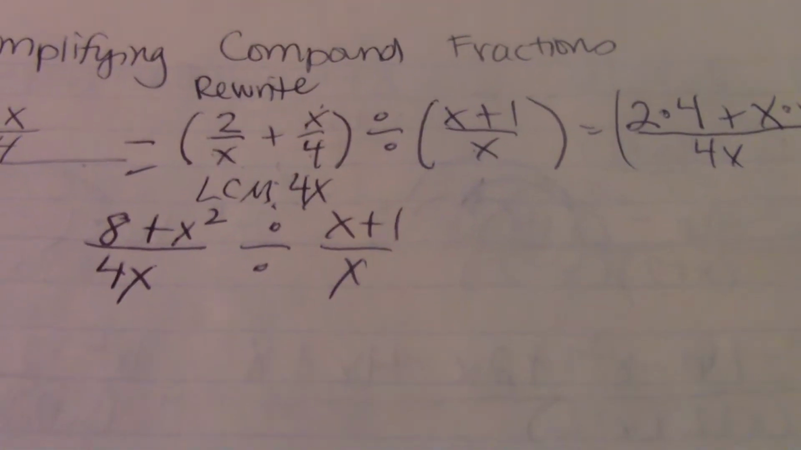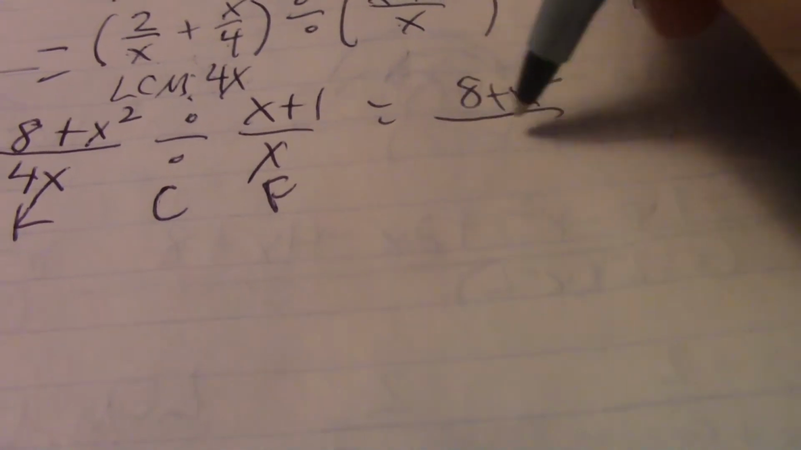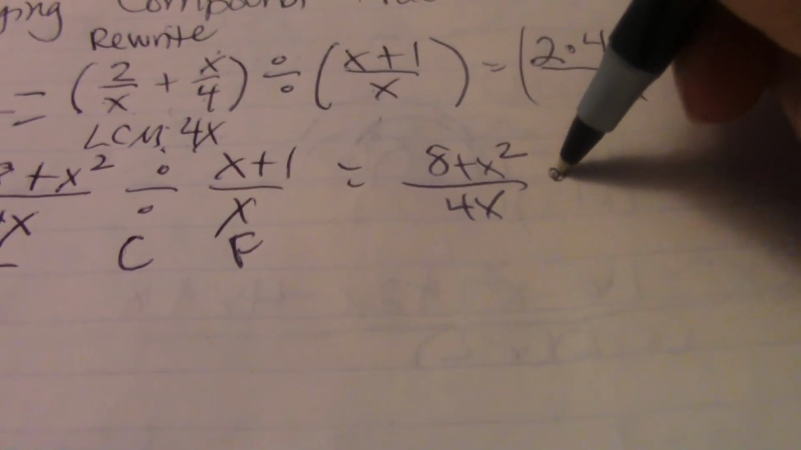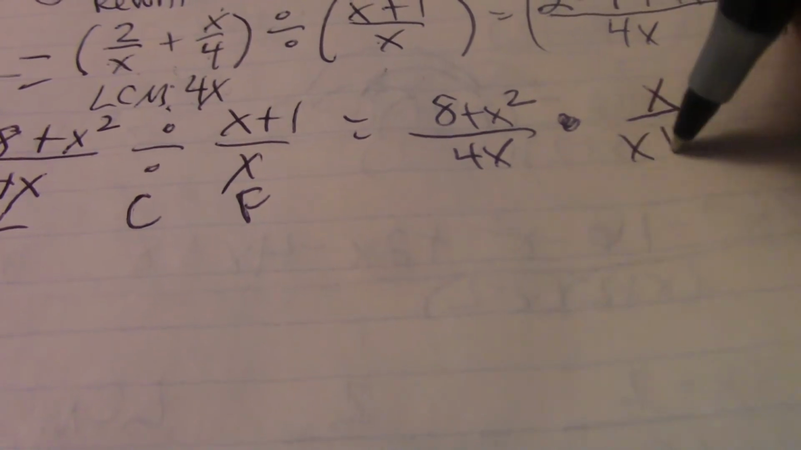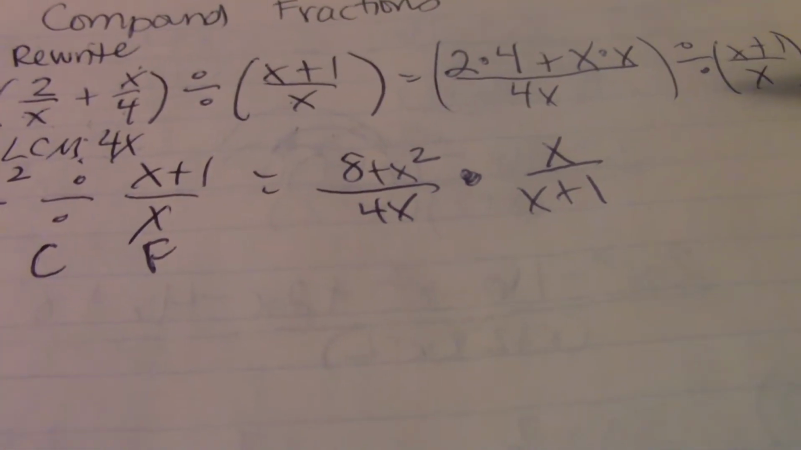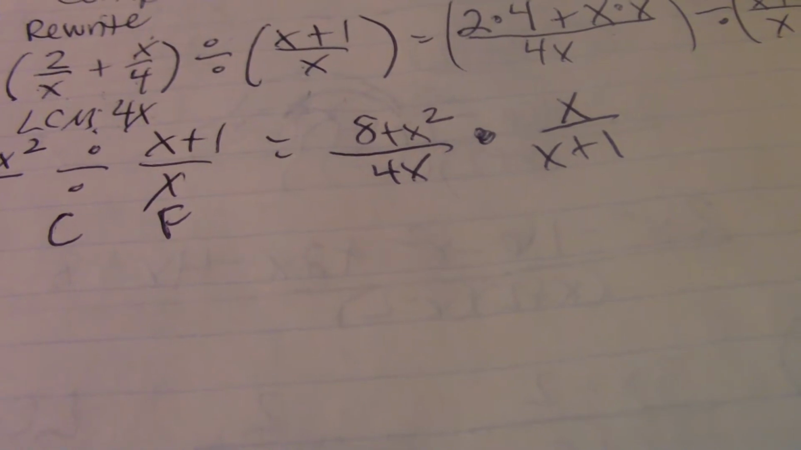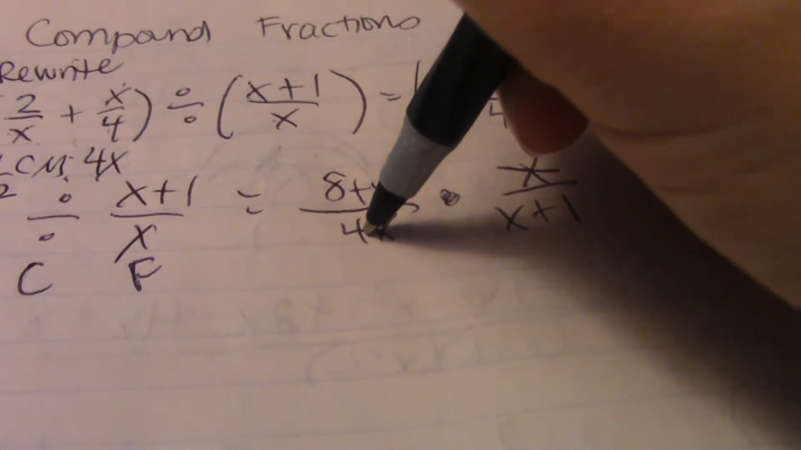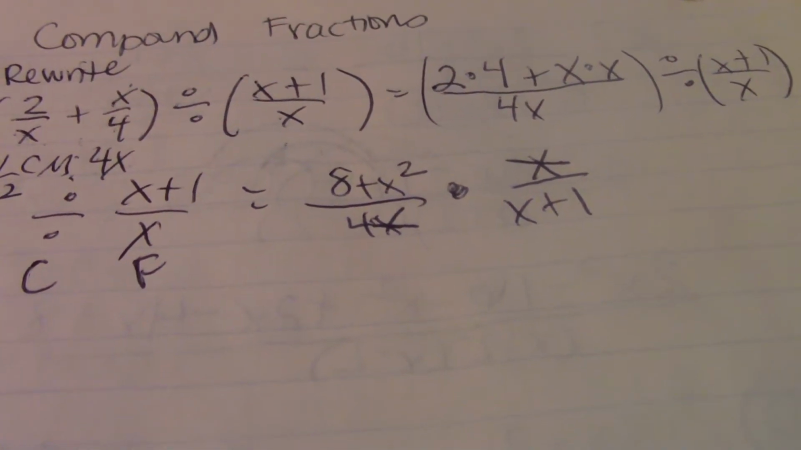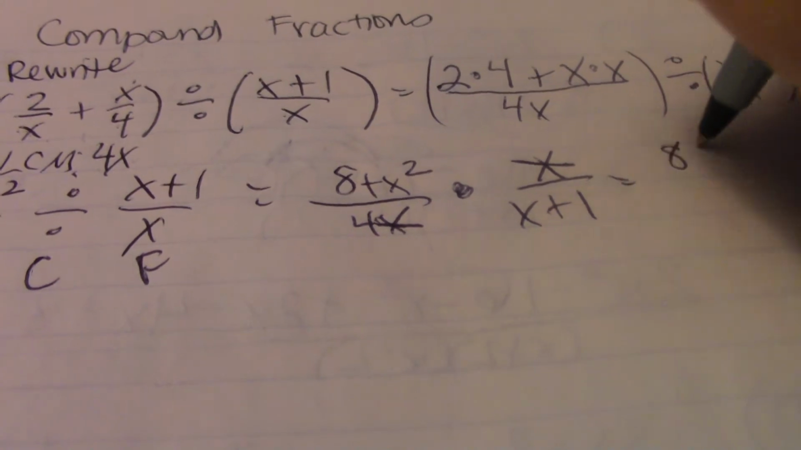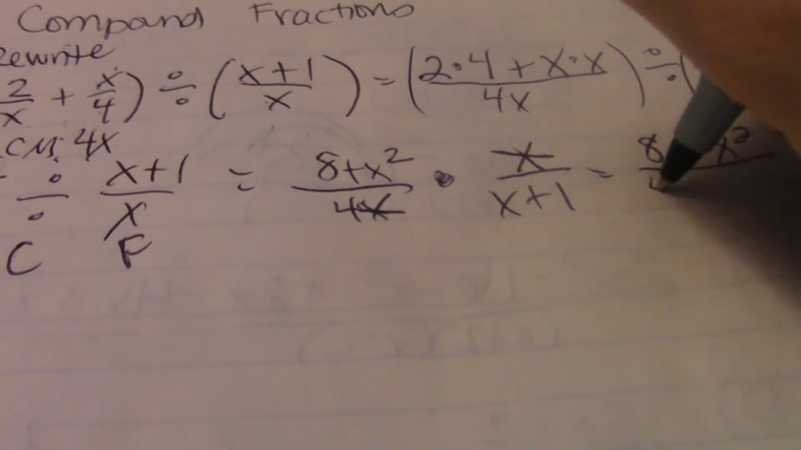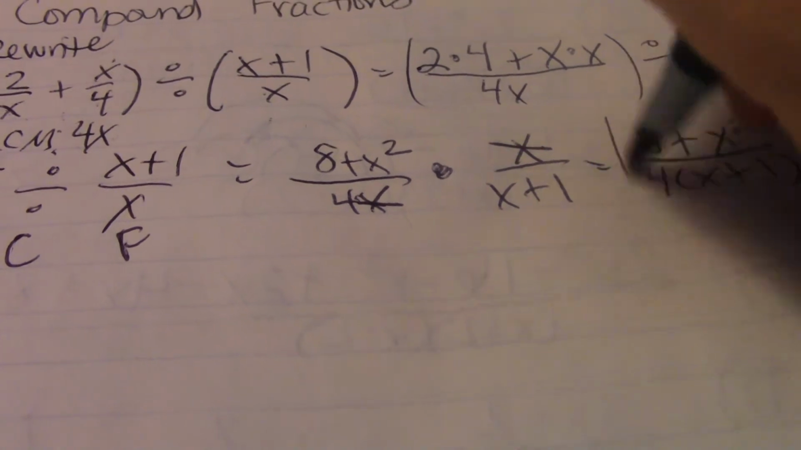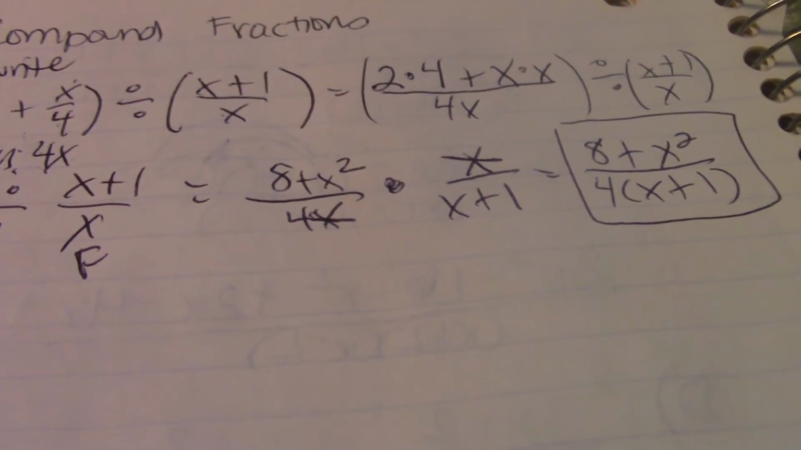Remember last time we learned when we divide, we keep it, we change it, and we flip it. So 8 plus x squared over 4x, change that to multiplication and flip this upside down. If we can factor, we need to factor, but none of these actually factor. So the next thing we need to do, does anything cancel? Well, this x goes with this x. And since nothing else can factor, I'm going to bring over my top and bring over the bottom. And that is our answer.